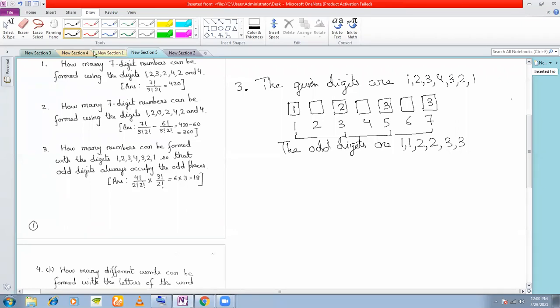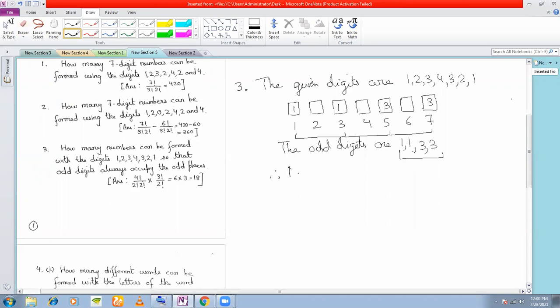Yes, 2. You are taking only opposite. No, okay, odd digits occupy. Okay, odd digits are there only. So 1, 1, 3, 3. Okay, so 1, 1, 3, 3. Okay. So now odd digits are these.